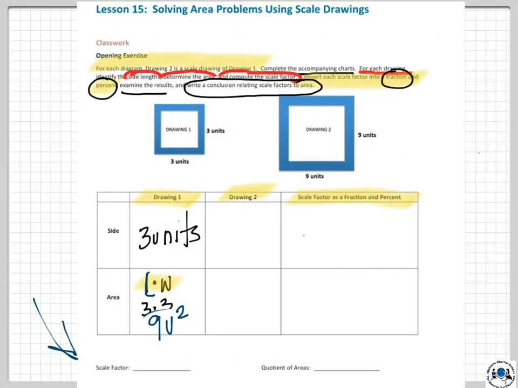Again, just so you know where these are coming from, we had our 3 units here, which is the side, and when I calculate area, we do length times width, 3 times 3, which is 9 square units. So we have that done for drawing 1. Now for drawing 2, you can see we have 9 units for our side measurements, and then an area of 81 square units, which is, of course, 9 times 9. We need to know how to calculate area very easily, simply and quickly for any of this to go smoothly.